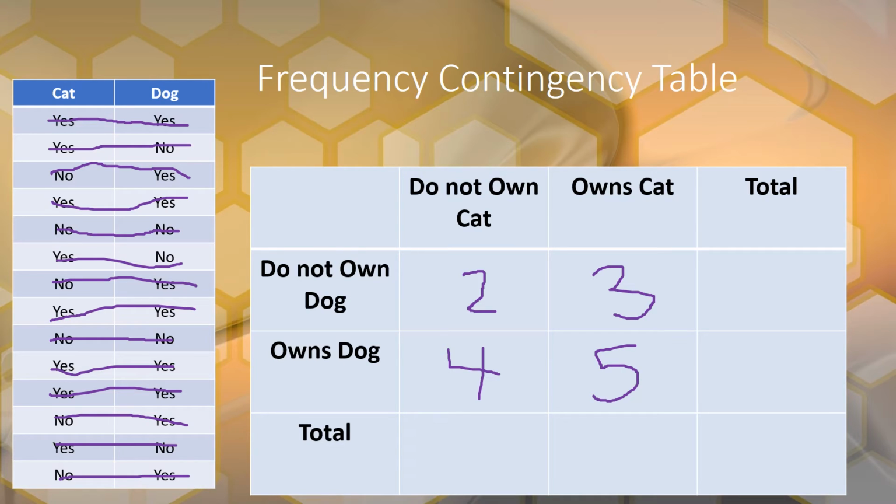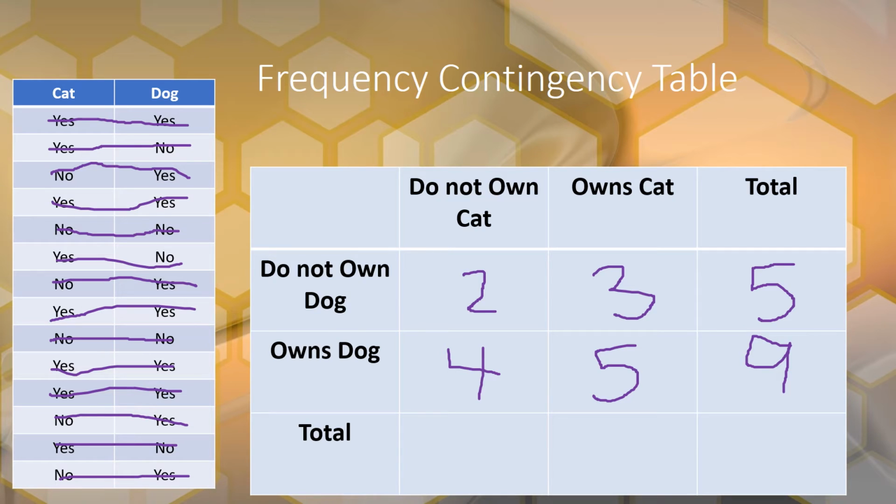Okay. And then we want to get the totals. So let's do the dog totals first. So how many people do not own a dog? Well, you can add the 2 plus the 3 to get 5. So 5 people do not own a dog. And then the people who own a dog would be 4 plus 5, so that's 9.